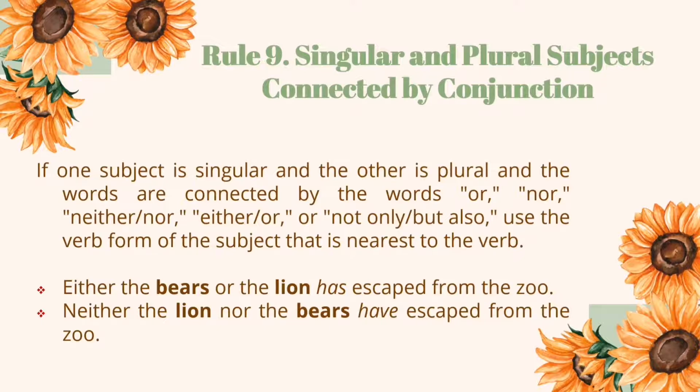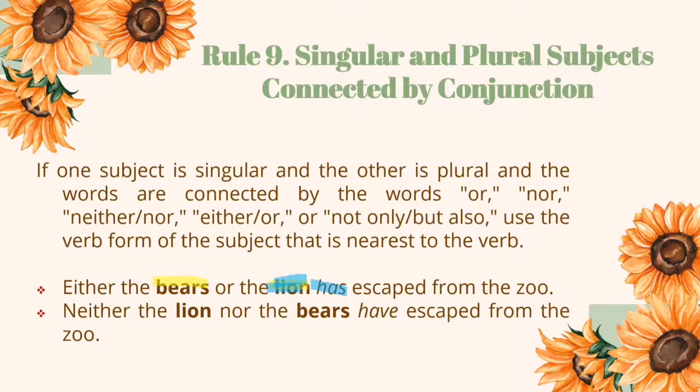So magkaiba. We have here bears, plural, tapos yung lion, singular. So, paano yun sa katitingin? Doon ka titingin sa pinakamalapit na subject doon sa verb. Di ba ang verb natin, ayan, has. Has ang ginamit kasi ang pinakamalapit sa kanya ay yung lion. Eh, lion is singular. Kaya singular din yung verb.